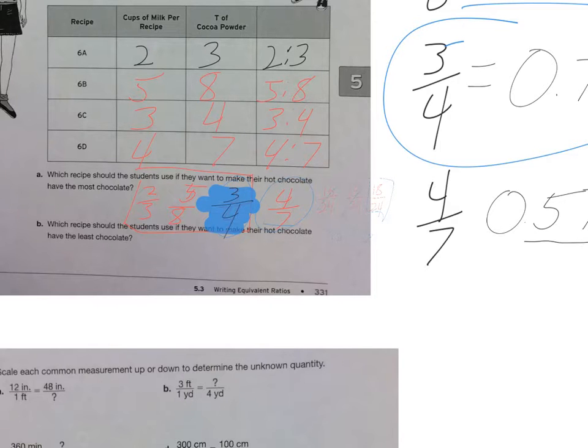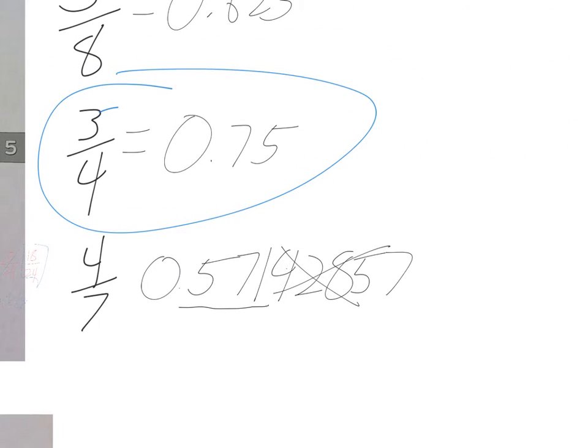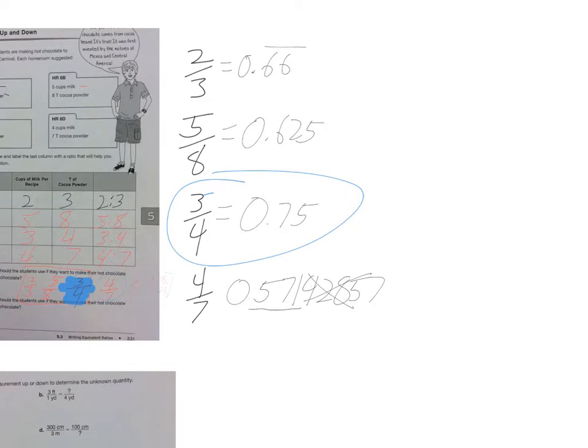Luckily, since I've already done the work over here with these decimals, I basically just need to say which one has the least amount of milk. So when I come back to these, which one has the least amount of milk? This one, and nope, 0.57. So the 4/7 has the lowest amount of milk to cocoa, the most cocoa in there. So the 4/7 is the one that I'm going to go with as the strongest hot chocolate. So this becomes my answer.